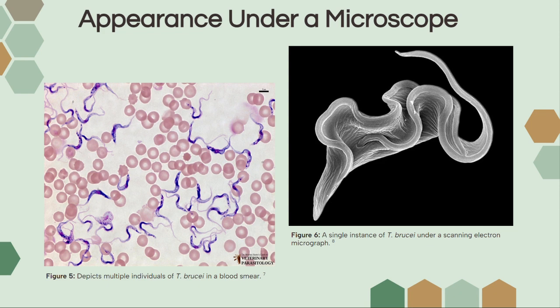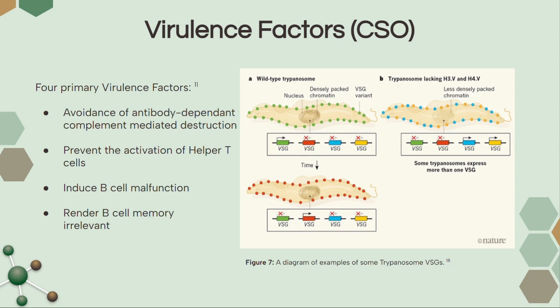When it is shown under a microscope, it's roughly the size of two red blood cells, and on the right side of the slide, you can see a scanning electron micrograph of one of these individuals. It has two very long flagella that the parasite uses to propel itself through whatever surface it is encountering, and to transport itself to areas of greater nutrition and out of danger.